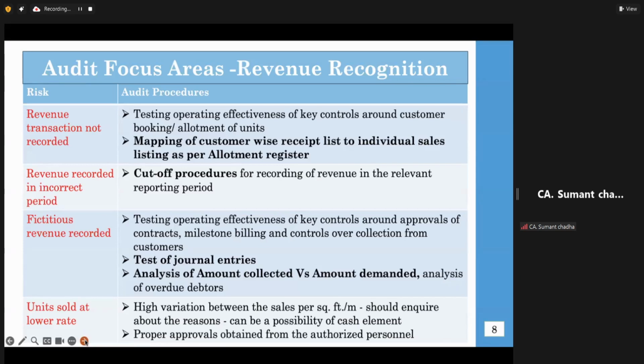There may be certain covenants which the builder has to fulfill to complete the flat. Some finishing work is pending, or some other critical development, like the landscaping, is pending, etc. So the buyer doesn't want to take possession, but the sale has already taken place. So cutoff procedures are also very nebulous, very complicated, and for an auditor, it is also very complicated.